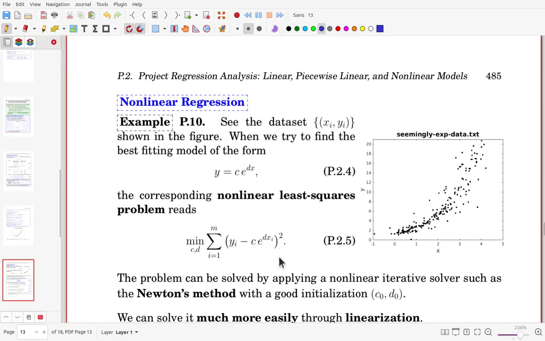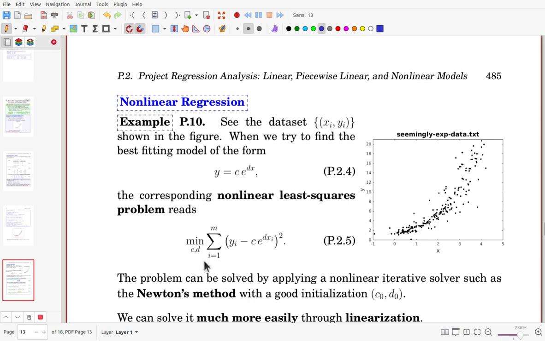Now, when you consider nonlinear regression, in some cases you can linearize the model. For example, for this data set, it looks like an exponential model. So we consider y equals c times e to the dx. Now in this case, c and d are unknowns.